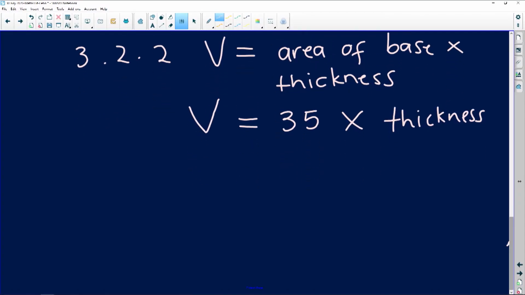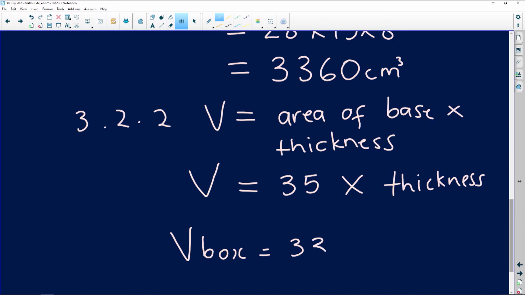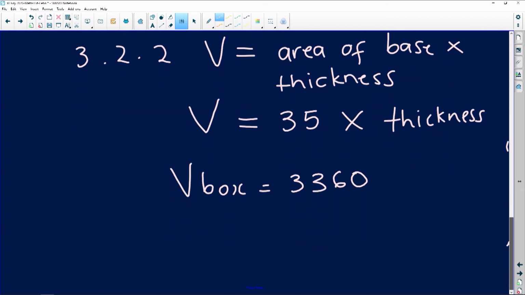What do we know already? We know that the volume of the box, we've calculated the volume of the box, remember, is 3,360. We know that. And what else do we know? We know that we can fit 80 slabs in there, okay? And because we can fit 80 slabs into that particular box, we can then find out the volume of each slab, okay? So divide that by 80 slabs.